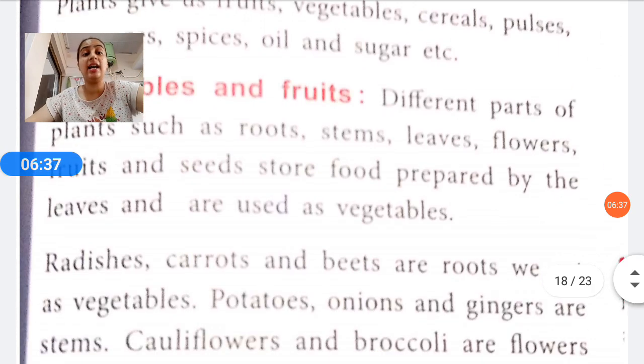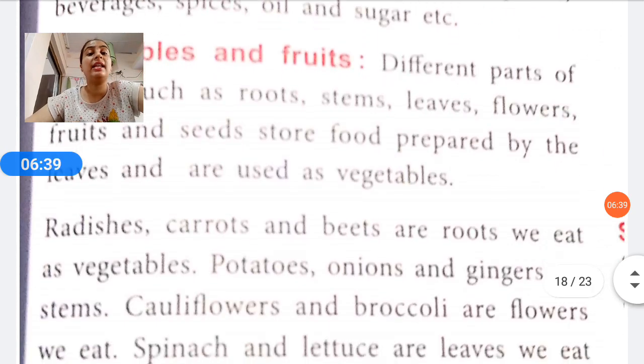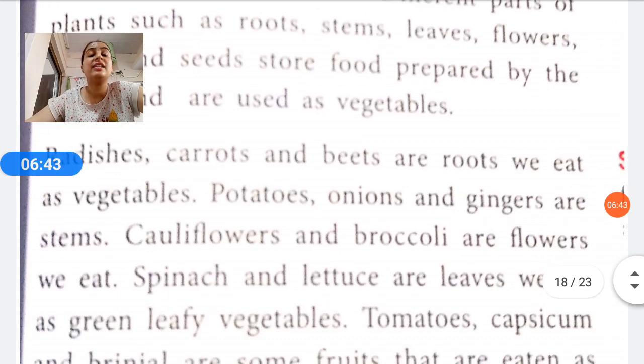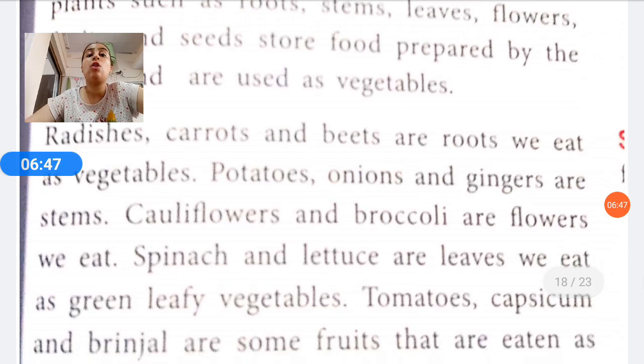Like radish, carrots and beetroots, we are using them as vegetables. Potatoes, onions and ginger are stems. We all are using these in our daily food items. Cauliflower and broccoli are the flowers we eat. They come in the category of flowers, but broccoli and cauliflower we also eat.